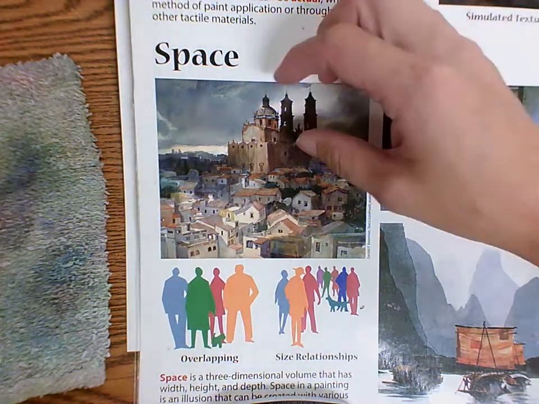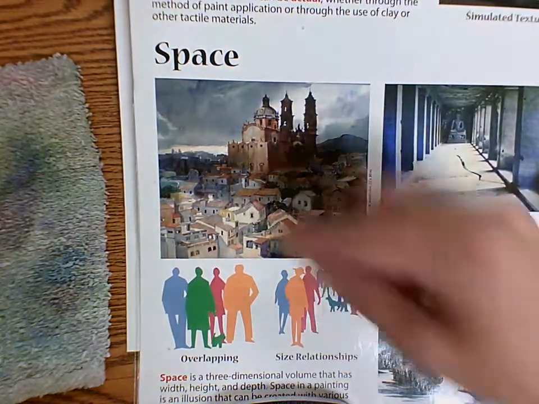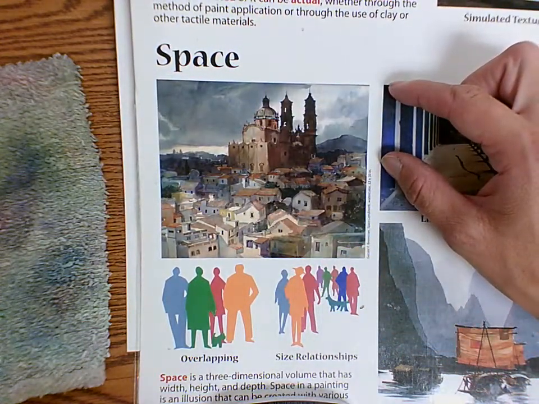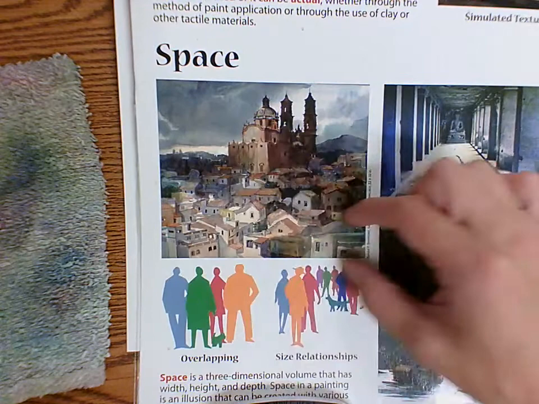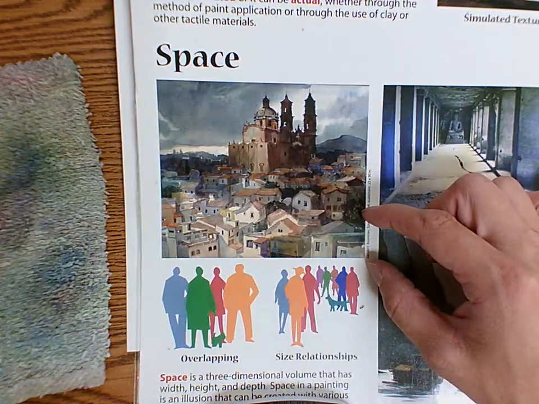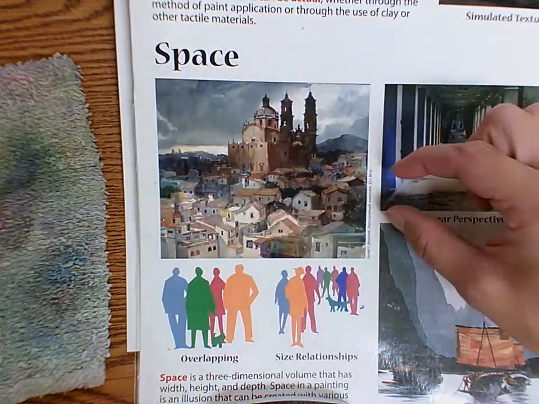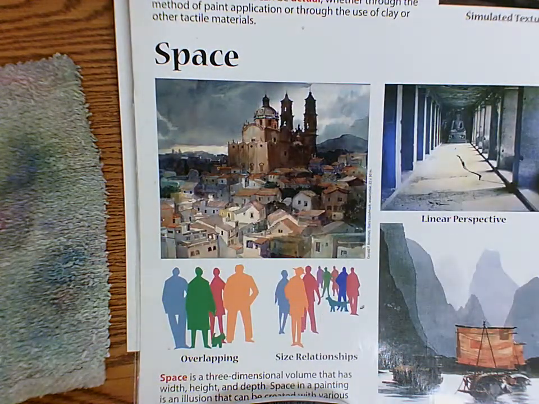Okay, so when we divide this picture plane up, we've got a background, which will include all the things farthest away from you. Your foreground will include all the things closest to you, which is typically located near the bottom of the page. And then the middle ground is in between the background and the foreground.